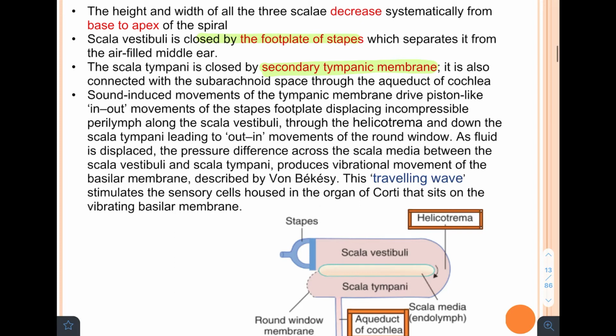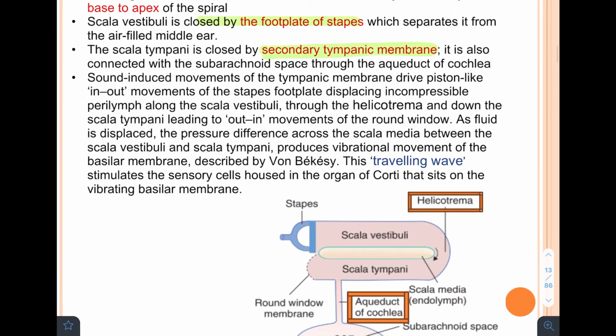Sound-induced movements of the tympanic membrane drive piston-like in-out movements of the stapes footplate, which displaces the incompressible perilymph along the scala vestibuli, then through the helicotrema and down the scala tympani, leading to an out-in movement of the round window.